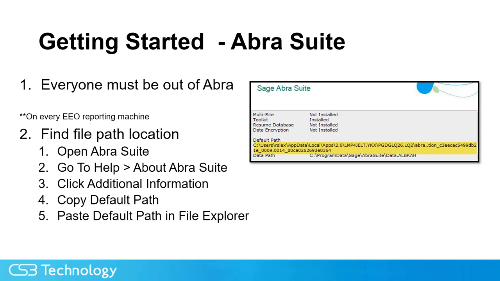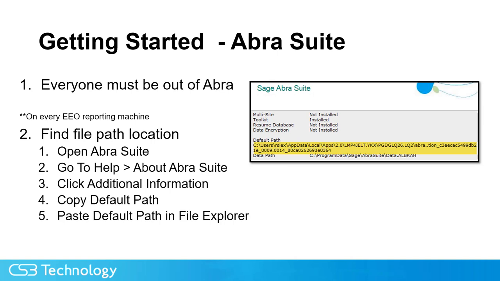You're going to go to Help, About Abra Suite as before, and then click the Additional Information button. You'll get this window that pops up. Under the default path, you may have to scroll down just a little bit to get the entire path, but everything I've highlighted there, you need to copy, and then put that default path in the URL box of a file explorer. When you do that, it's going to open up the folder where your software is located.